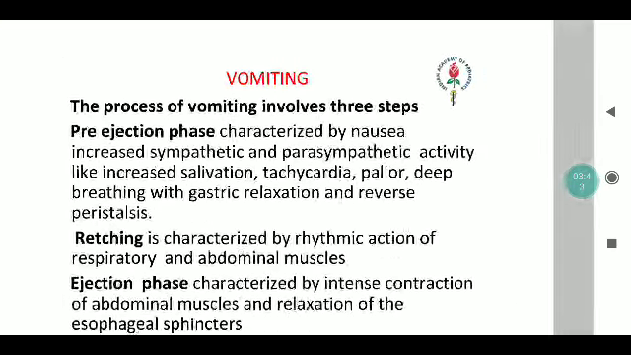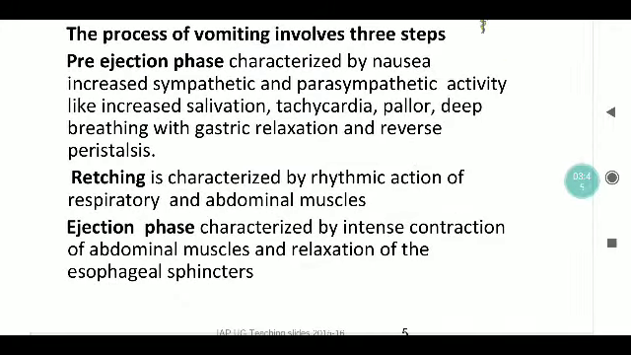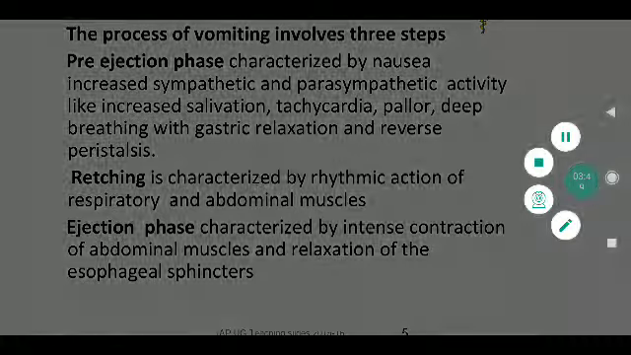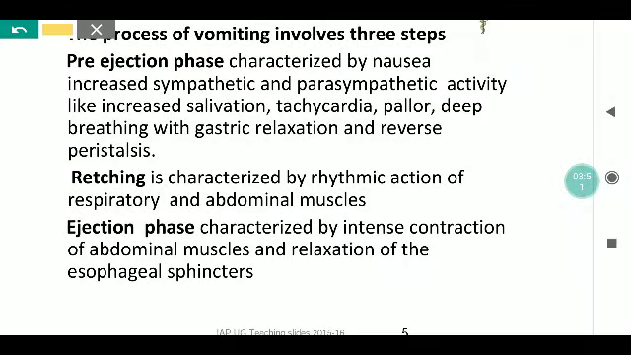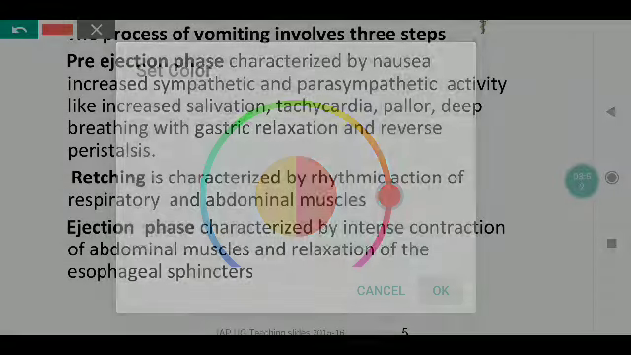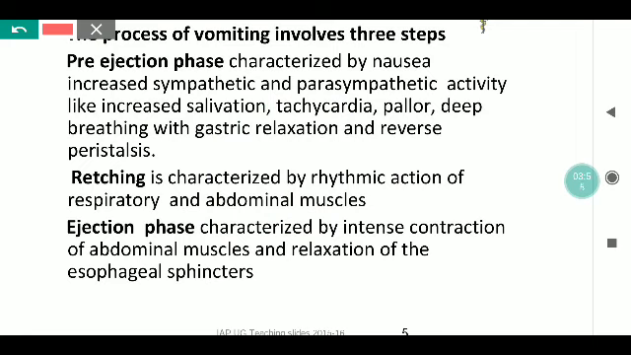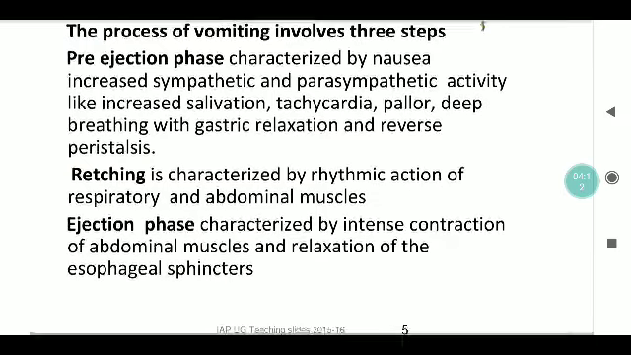Now, coming back to the topic per se, we have three phases. The pre-ejection phase is characterized by nausea, increased sympathetic as well as parasympathetic activity, and it is associated with increased salivation, tachycardia, and deep breathing, because of the gastric relaxation. Retching is characterized by the rhythmic action of respiratory and abdominal muscles, and the ejection phase is characterized by intense contraction of the abdominal muscles and relaxation of the esophageal sphincters.